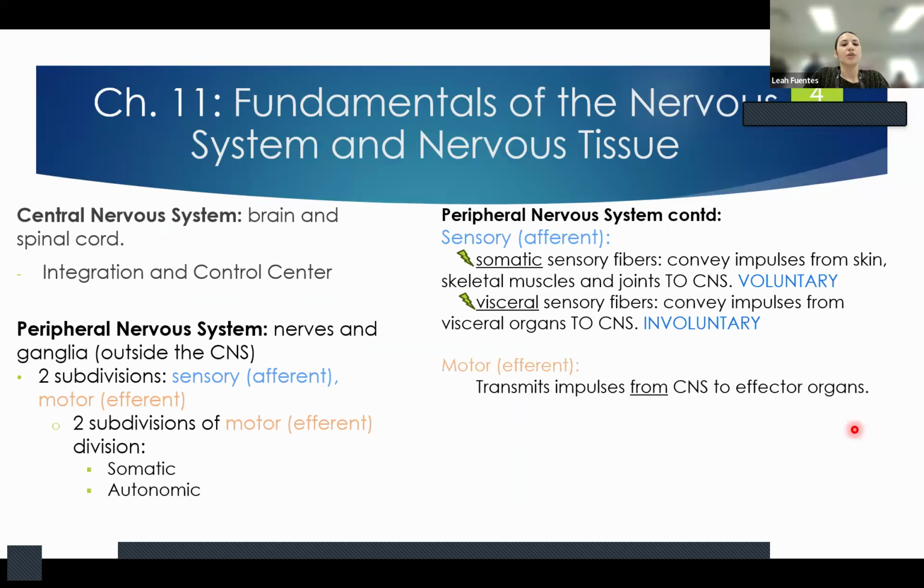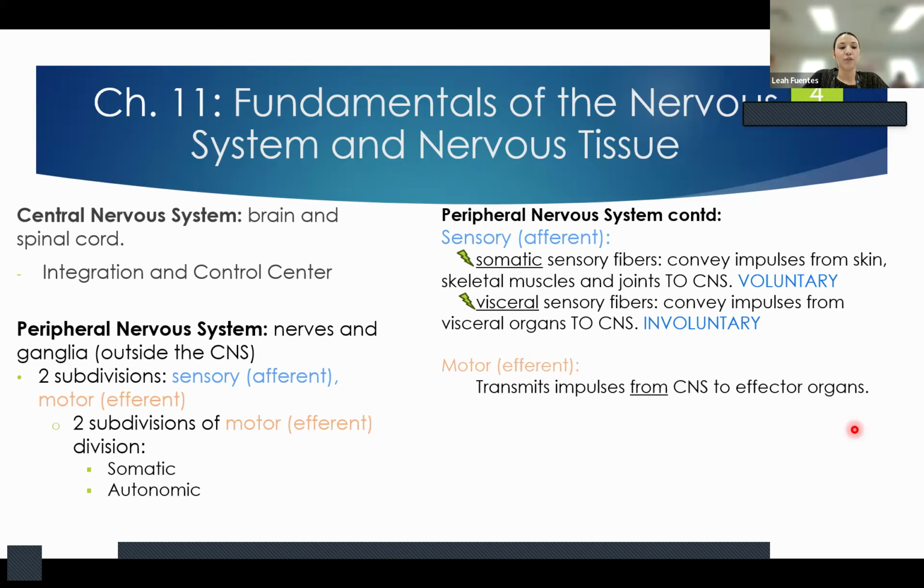Okay. So continuing on with chapter 11, we talked about the two different divisions of the nervous system. We have the central nervous system and the peripheral. The central nervous system is going to be your brain and spinal cord, and this is also what we call the integration and control center. This is the basic thing we think about when we think of our nervous system, just because we know that our brain is controlling everything. The peripheral nervous system are your nerves and ganglia outside of your CNS. So this is everything besides your brain and spinal cord.